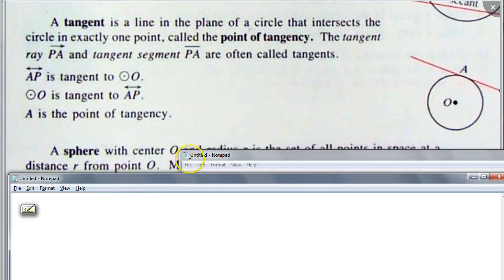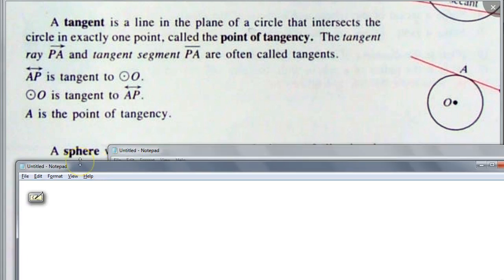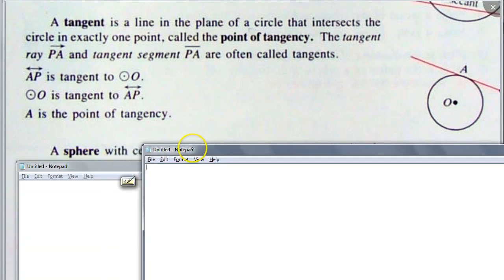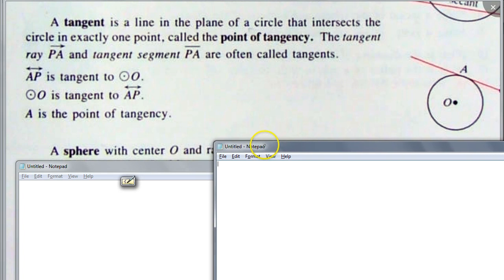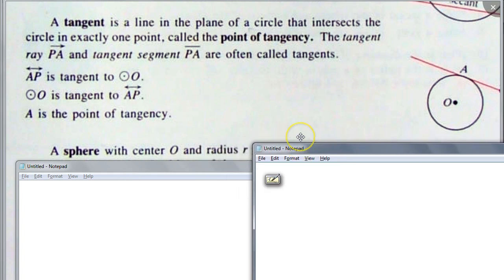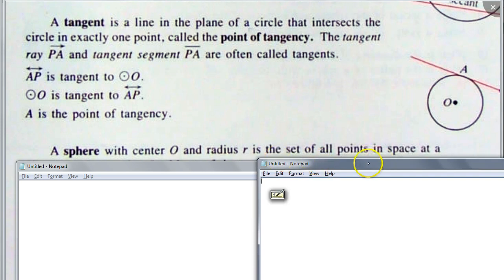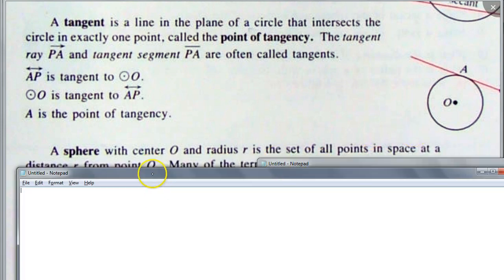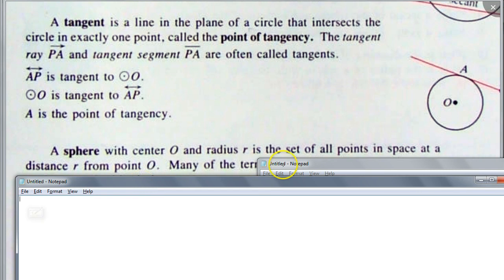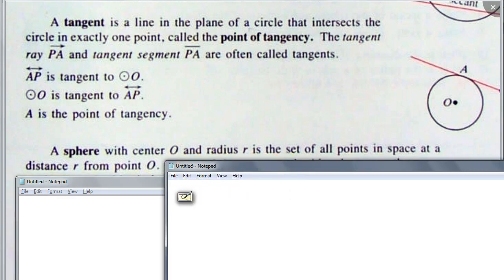Anybody want to guess how they're going to define sphere? A sphere with center O and radius R is what? Joshua, what do you think? We sort of talked about this in the beginning. Exactly right. And it doesn't tell you anything about plane. They actually say set of all points in space at a distance r from point O. So that's the definition of sphere, as we expected.